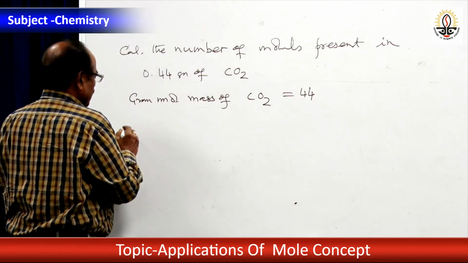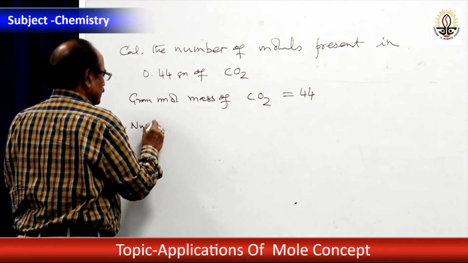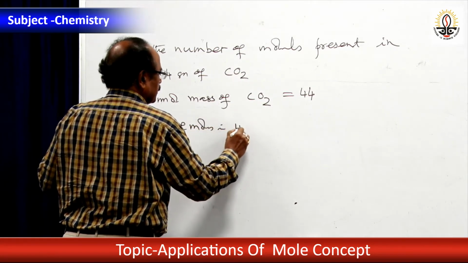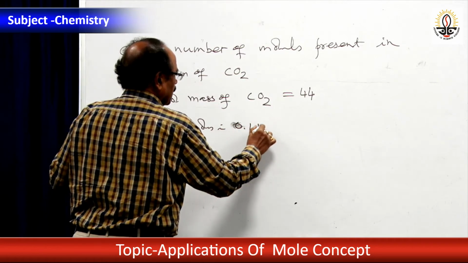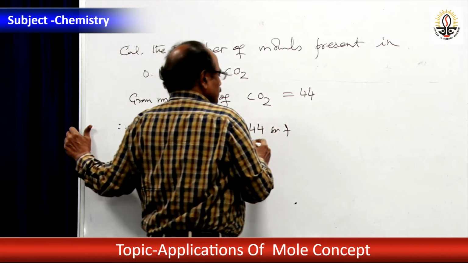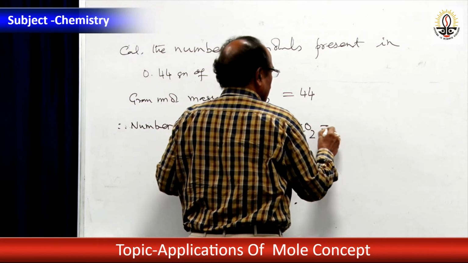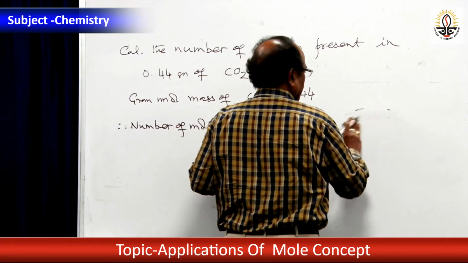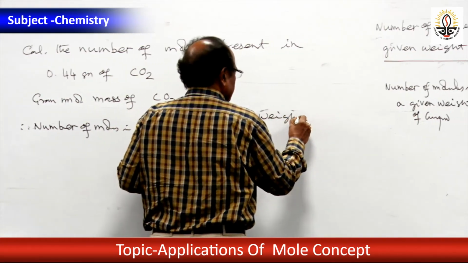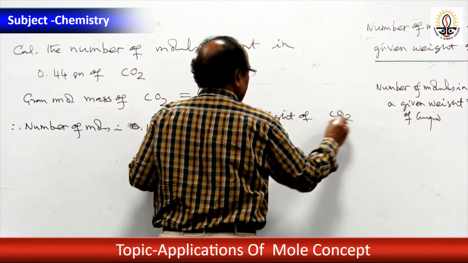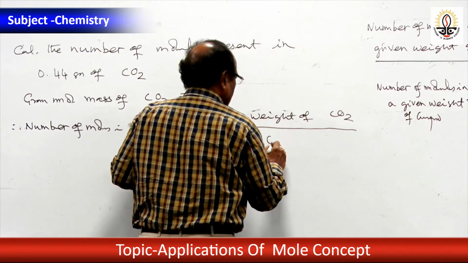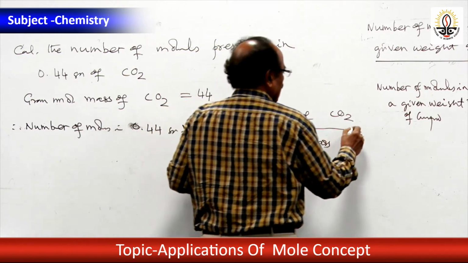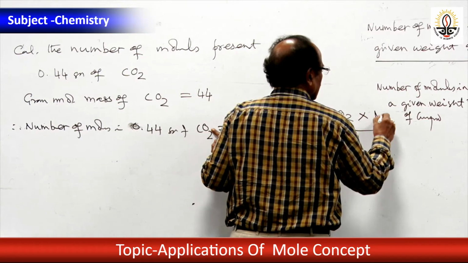So, we will say now, therefore, the number of molecules in 0.44 grams of carbon dioxide will be what? The weight of the carbon dioxide by gram molecular mass. So, we will get the number of moles of carbon dioxide and we will multiply by Avogadro number.